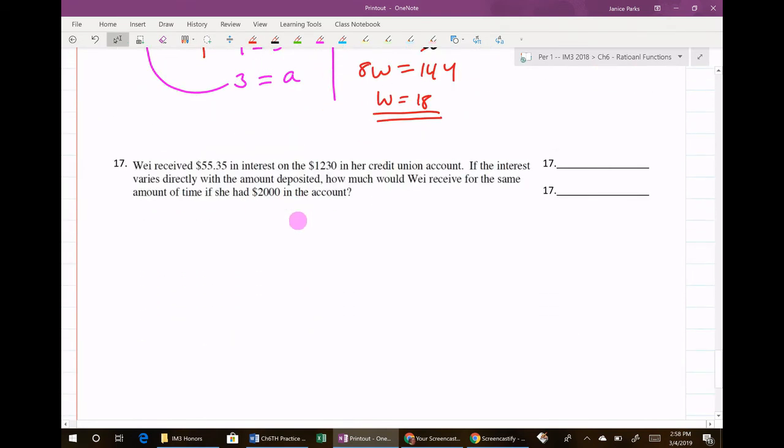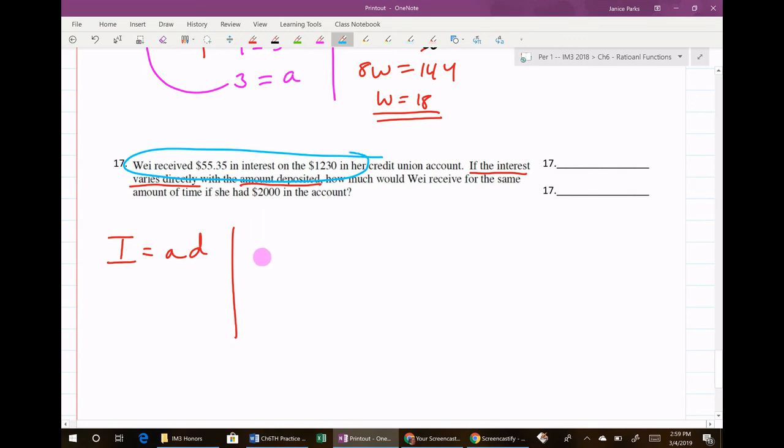And then for the last one, we received $55.35 in interest on the $1,230 in our credit union account. So there's no formula there yet. And the second one says interest varies directly with the amount deposited. So that's it. So then I'm going to go ahead and use the numbers at the very beginning, where it says that she earned $55.35 with $1,230 in her account.